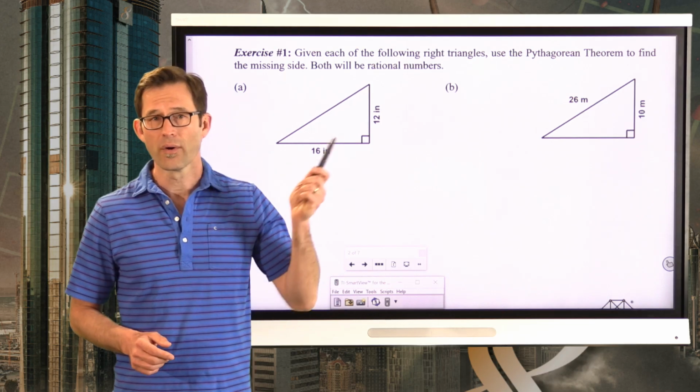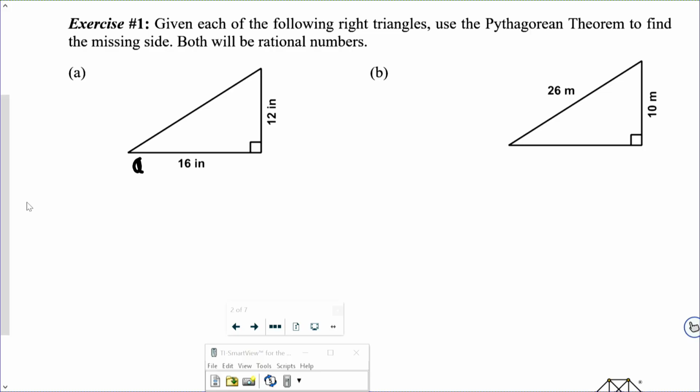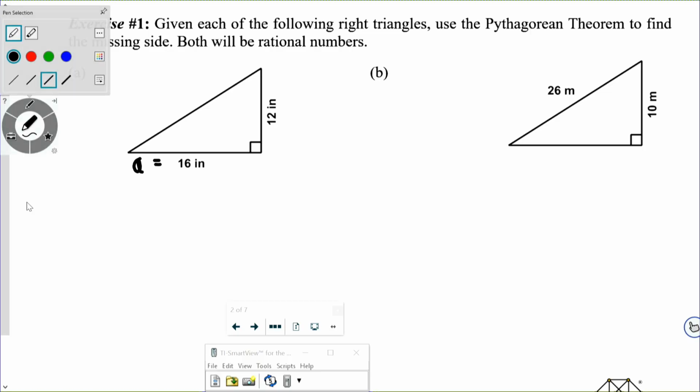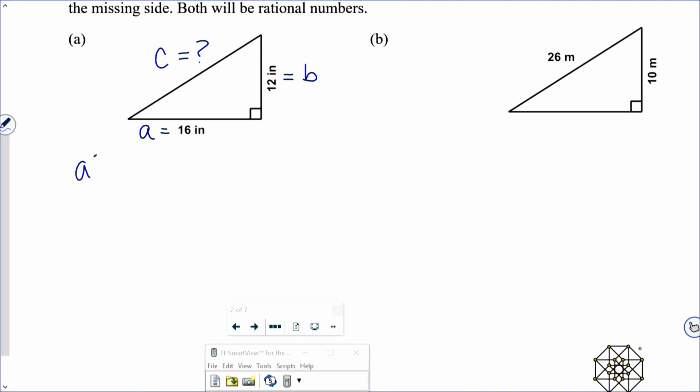All right, well, in letter A, we are missing the hypotenuse. So let this be 16, equal to A. We'll let the 12 be equal to B, and then what we're missing is the hypotenuse C. Since it's a right triangle, the Pythagorean Theorem holds: A squared plus B squared equals C squared. A is 16, B is 12, and we get that equal to C squared.